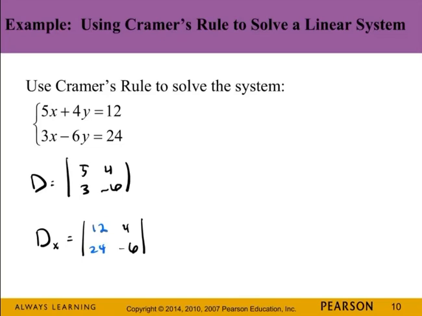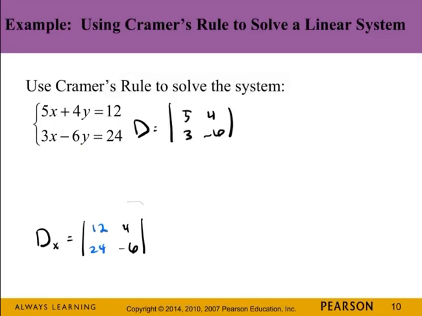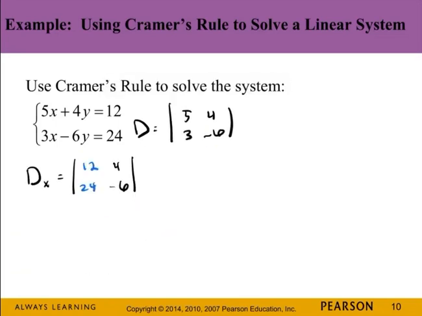Let me move this here just for some space. This here, and then let's find dy, where the 5, 3 persists, and now we have our 12, 24 over here. Okay, so let's find those different parts.